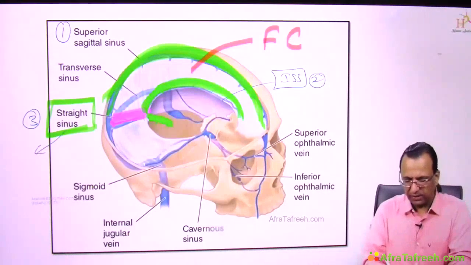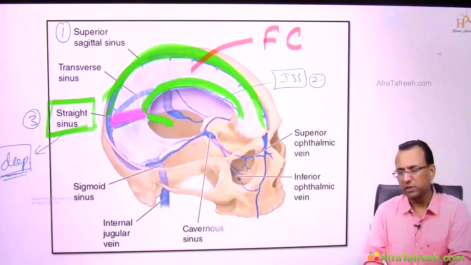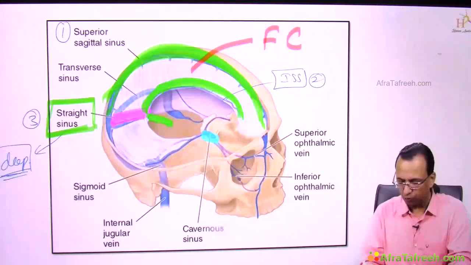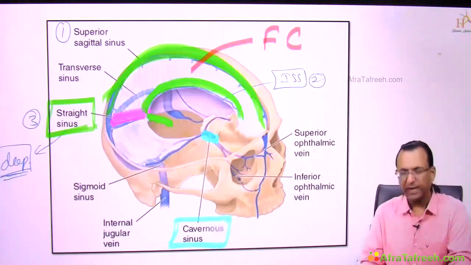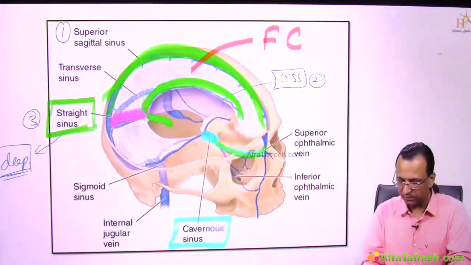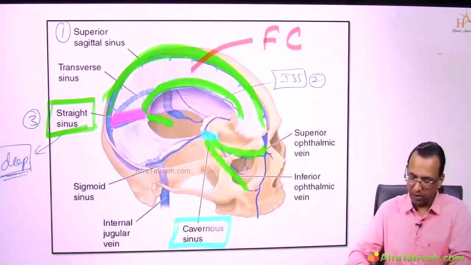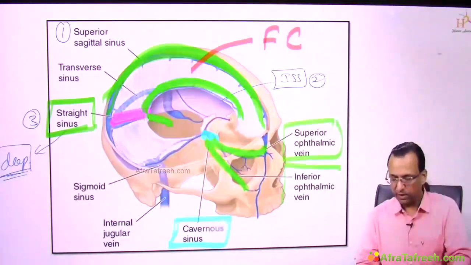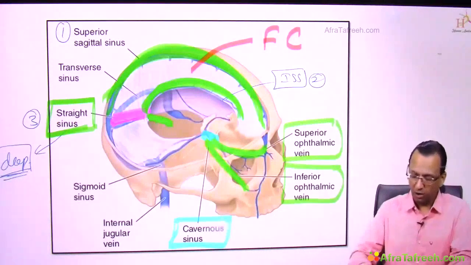I think the straight sinus is deep circulation. Yes, it is. Then the cavernous sinus is superficial circulation. Yeah, that is correct. Can you talk more about the cavernous sinus, superficial circulation? Yeah, I'll tell you. The orbit is sending veins into the cavernous sinus. Who are they? The superior ophthalmic vein and the inferior ophthalmic vein. They are draining into the cavernous sinus. They are tributaries to the cavernous sinus.